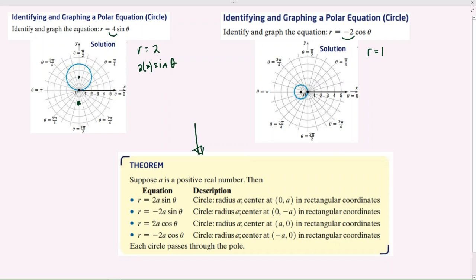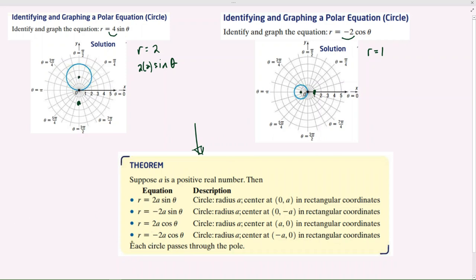So we take half of whatever the quantity is here. In this case, it's 1. And if it's positive, it's going to center to the right. And if it's negative like this one was, then it's going to center to the left. So you can pretty much identify which type of circle is happening and where it relates.